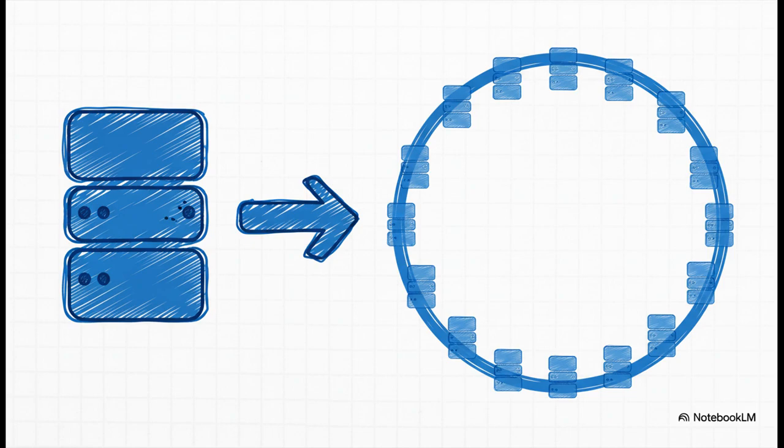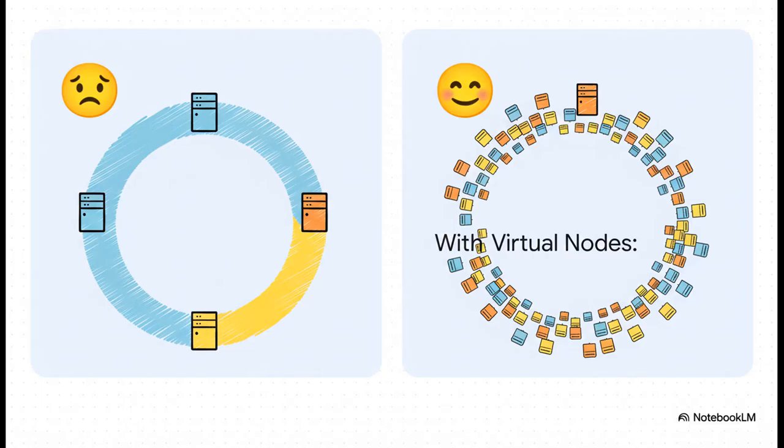And here's the trick that makes this whole thing production ready: virtual nodes. Instead of placing each physical server on the ring just once, we pretend each server is actually, say, hundreds of virtual servers. So we give server A many different positions, and server B gets a bunch of positions, and so on, basically sprinkling them all over the ring. And the difference is, well, it's night and day.